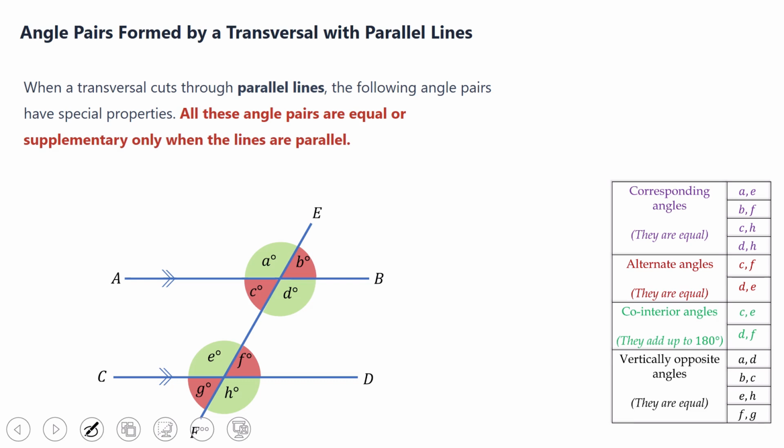So in this case, any two angles you pick here are either equal or supplementary. And I've given you a clear indication about that with the colors. Anytime you pick two angles with the same color, they are equal. If they are of different colors, then they are supplementary angles. So now we are going to look at what the corresponding angles are, what the alternate angles are, what the co-interior angles are. Then finally we talk about the vertically opposite angles.